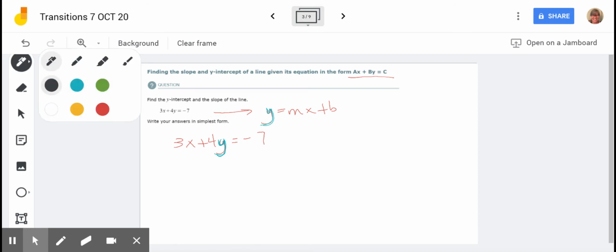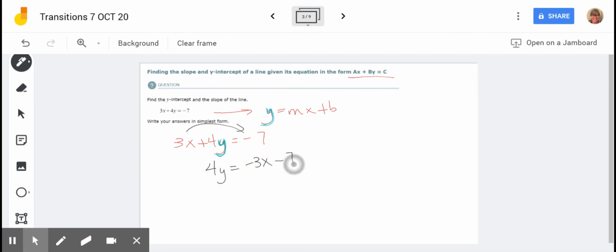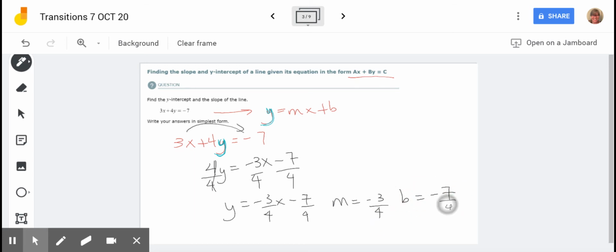So we're going to go with moving the 3x to the other side. So we go 4y equals, change the sign. If you're not going to show your work, know what you're doing. You're subtracting 3x from both sides. Divide everything by 4. Y equals negative 3/4 x minus 7/4. M equals negative 3/4. B is equal to negative 7/4. And to graph that, you may not know what that is. So it's often easiest to change that to a decimal so that you understand where you're actually at.